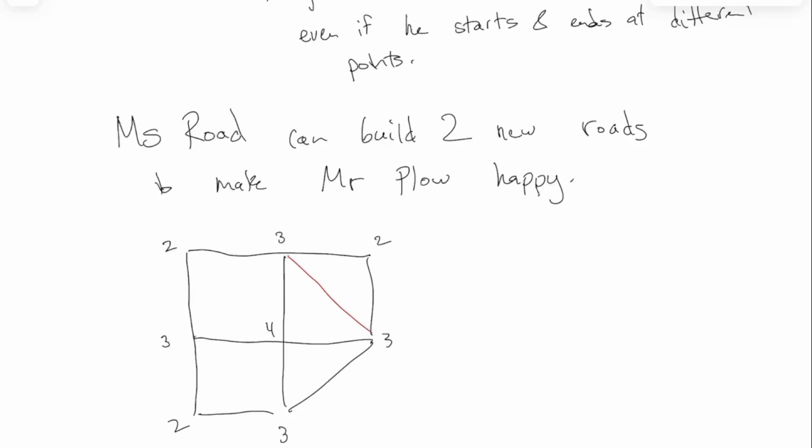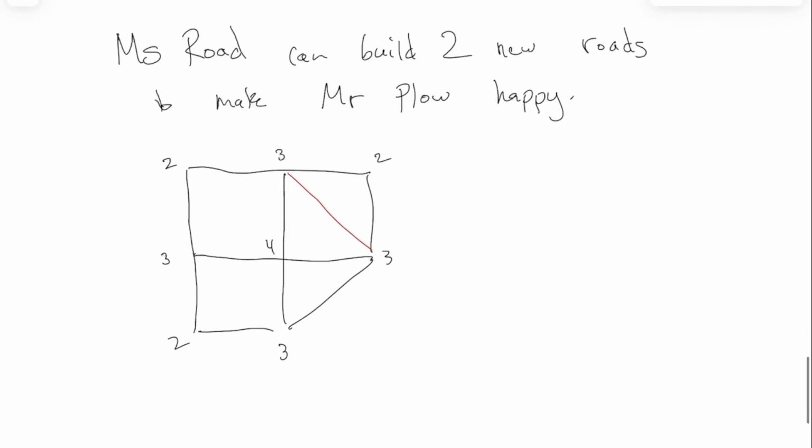Why did that road make things better for Mr. Plow? It's because since I added that road, this degree, it used to be 3, but it's now 4 because now there's another edge touching that vertex. And this degree up here is also now 4.